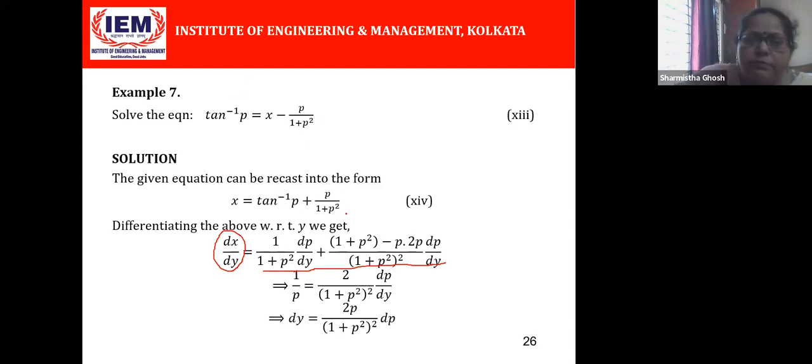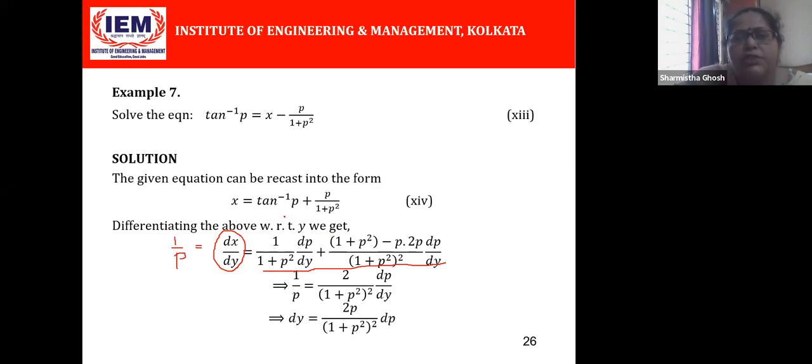So what is the solution procedure for this type 3? When you write the equation as x as a function of p and y, you differentiate with respect to y. So we have done this. So the left hand side is dx dy, which eventually we will write as 1 by p. And the right hand side I have differentiated with respect to y. I had explained this differentiation. I hope that is okay.